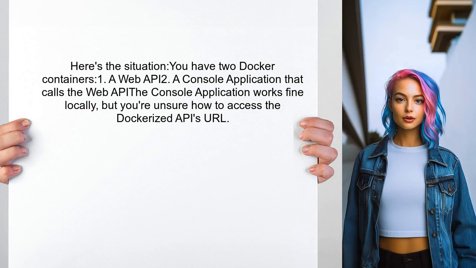Let's break down the specific situation we're dealing with. You have two Docker containers. One is a web API, and the other is a console application that calls this web API. The console application works fine when running locally, but you're unsure how to make the Dockerized API's URL accessible to the Dockerized console application. Sound familiar? Let's figure this out together.